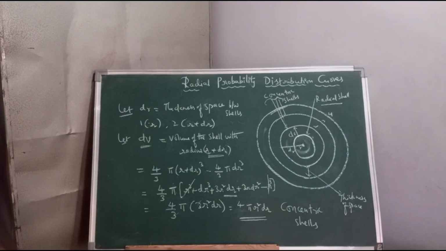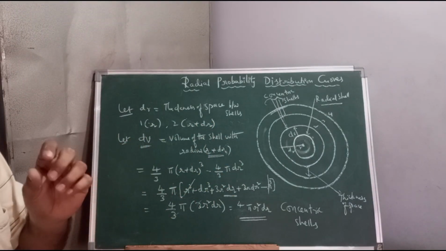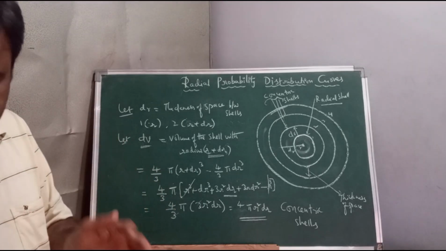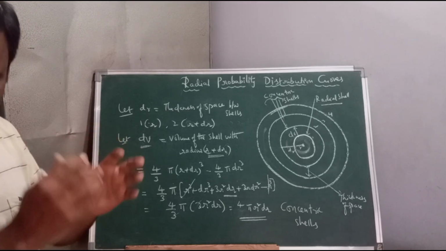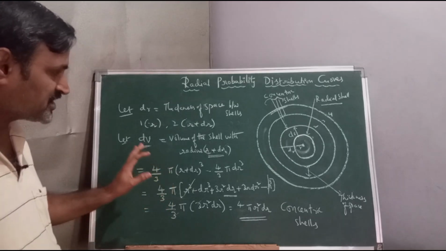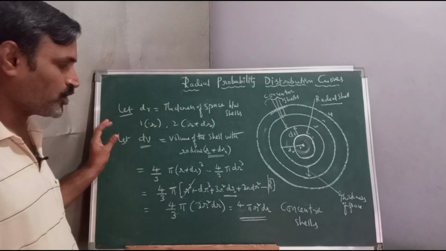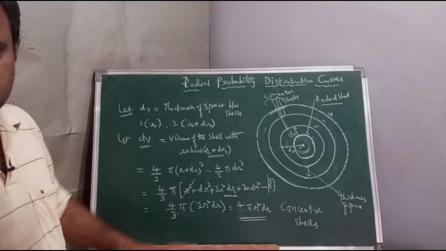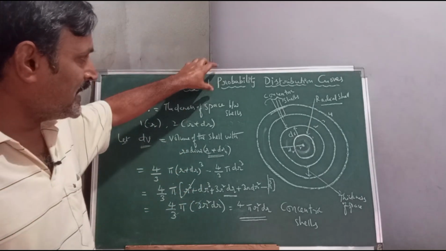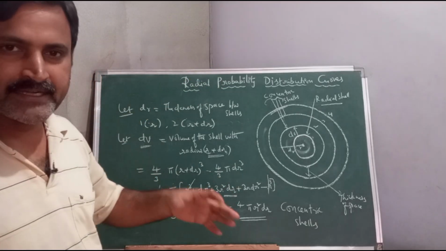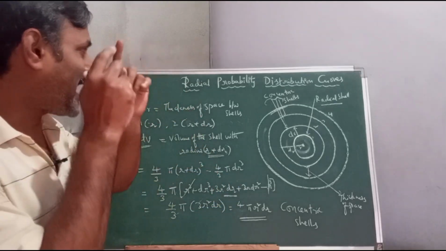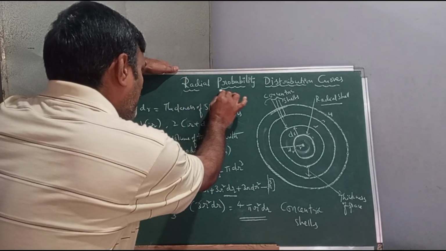So in this discussion, I would like to say that radial probability distribution means the probability of finding the electron within a small radial space in the atom. It depends upon the volume of the shell, so the volume of the shell is most important. That volume we have calculated. Simply, the product of the probability density and the volume of the shell gives the radial probability.